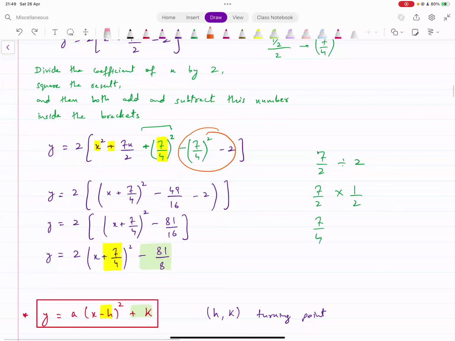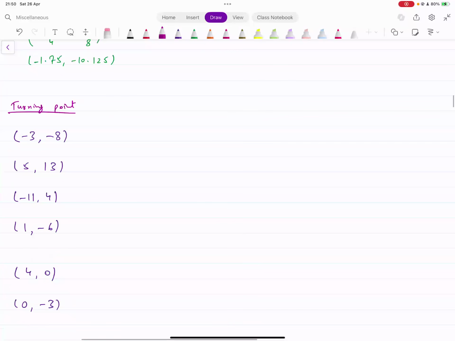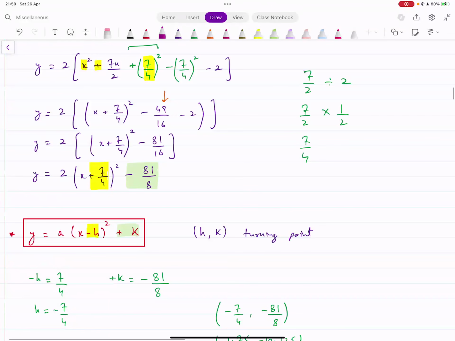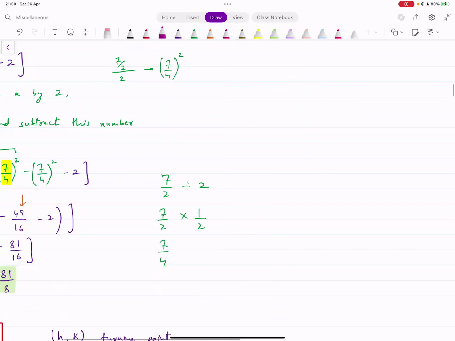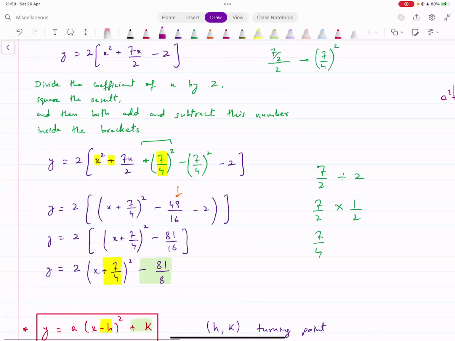And that gives these identities. Where are they? Do they have them here anywhere? No. So this process basically comes from those identities, a squared plus 2ab plus b squared, and a minus b whole squared, right? That's where it comes from. That's the logic behind it. But that's what you need to remember.